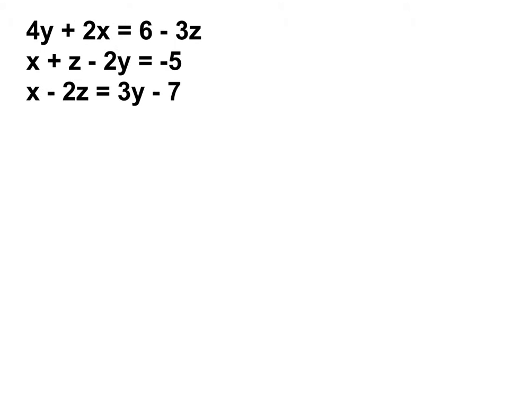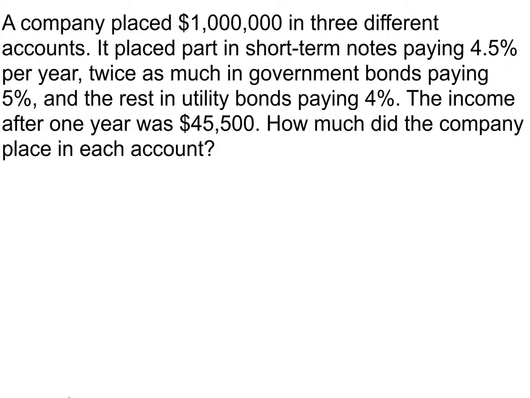Alright, let's do one word problem, and then we'll be done with this lesson. Okay, so a company placed $1 million in 3 different accounts. It placed part in short-term notes paying 4.5% interest per year, twice as much in government bonds paying 5%, and the rest in utility bonds paying 4%. The income after 1 year was $45,500. How much did the company place in each account?